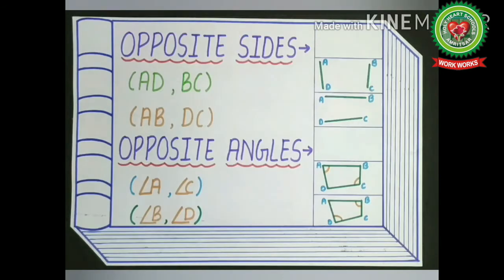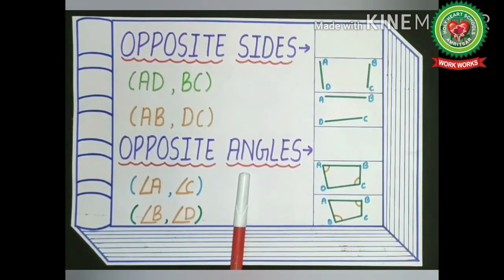Next is opposite angles. What are opposite angles? Two angles which are not adjacent angles are called opposite angles. In this figure, angle A, angle C, these are opposite angles. Second pair of opposite angles, angle B, angle D.